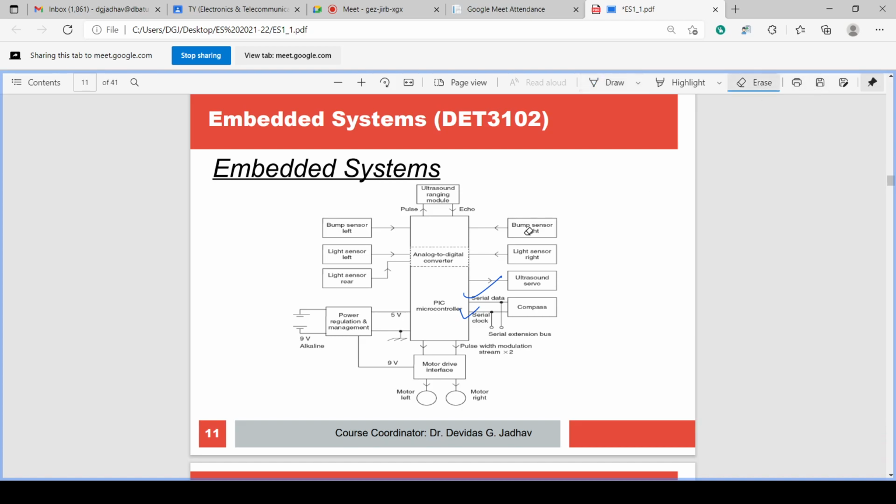So what are the things in the embedded system? In the embedded system, a microcontroller is there, analog to digital converter is there, power supply is there, motor interface is there, serial input output is there, bus is there, and all the others are sensors.